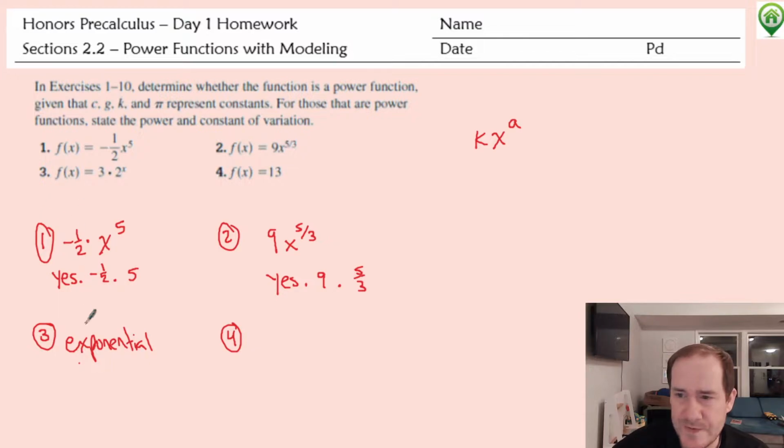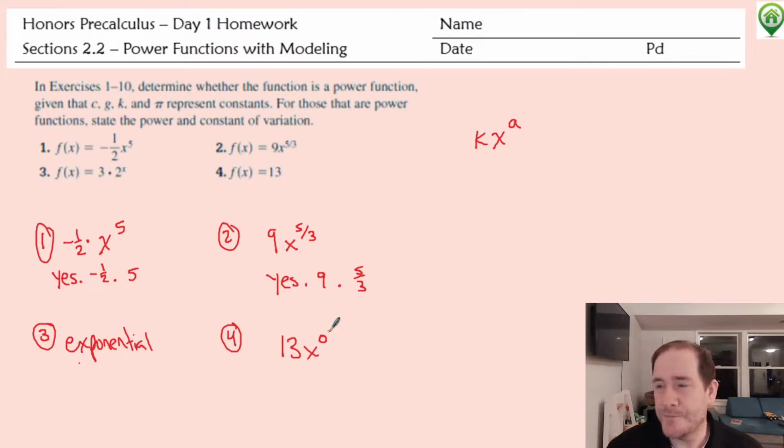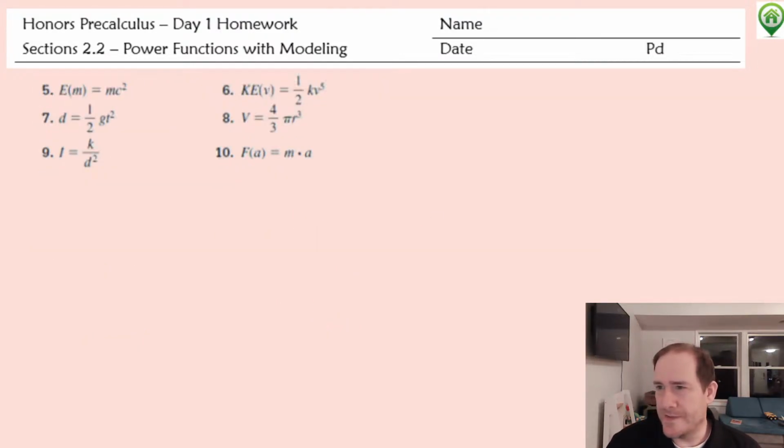We already said that number 3 was an exponential function, not a power function, so that's a different class. And for number 4, that's a constant, which I still believe is not a power function, because the 13 would be 13x to the 0, and I'm pretty sure we want to bar 0 as one of our possible powers. So there you go, those are the 4. And then I think there were 4 more. Oh, there's 6 more. Okay, I'm going to go a lot faster then.